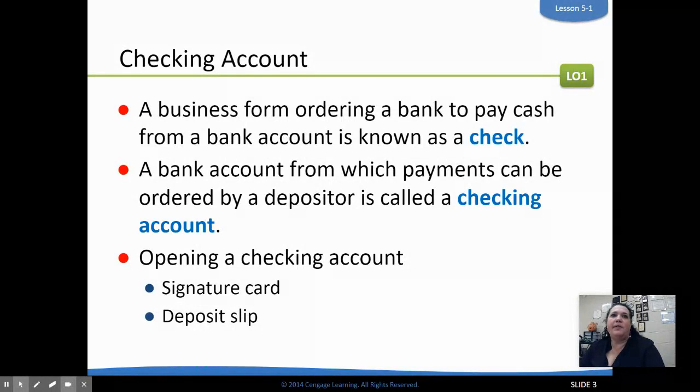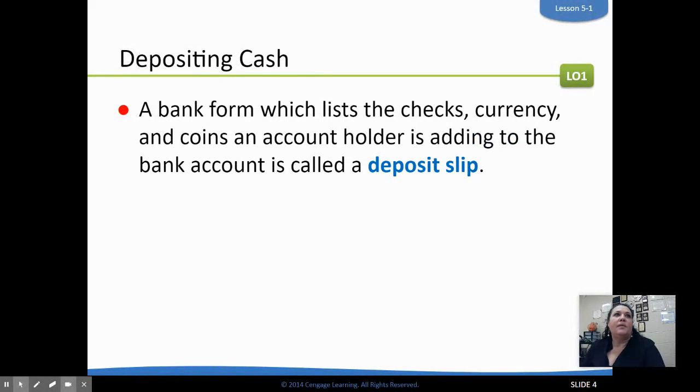A bank account from which payments can be ordered by a depositor is called the checking account. And in order to open a checking account, for even personal or business, you need a signature card and you need a deposit slip. So you have to deposit money in there right away. Okay, so a deposit slip is basically a bank form which lists the checks, currency, and coins the account holder is putting into the deposit.